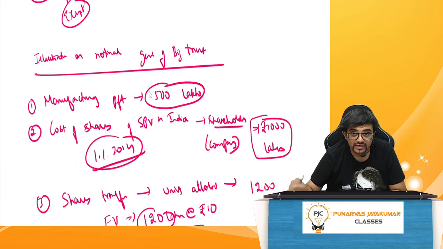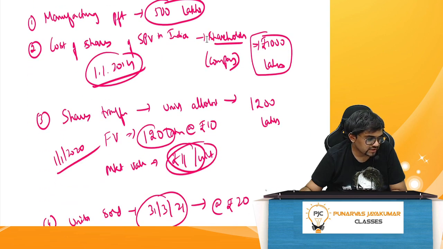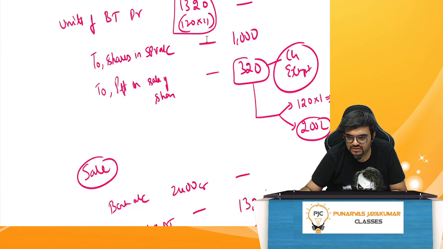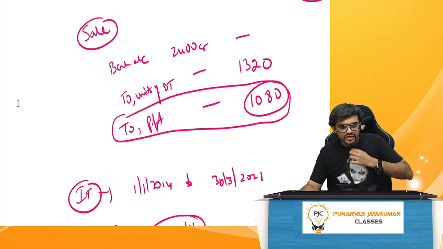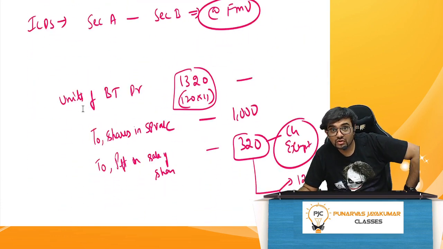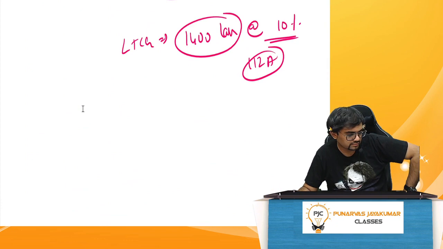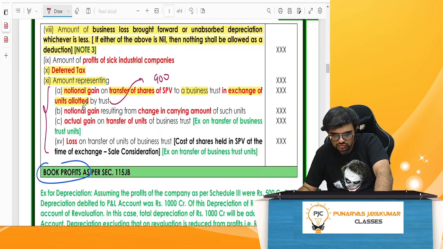Company has manufacturing profit of 500 lakhs also. Manufacturing profit is 500 lakhs. And what is the profit on sale of units, guys? Here, 1080 lakhs. Are you getting it, guys? I have written all the entries. Go through it again. You see now here.